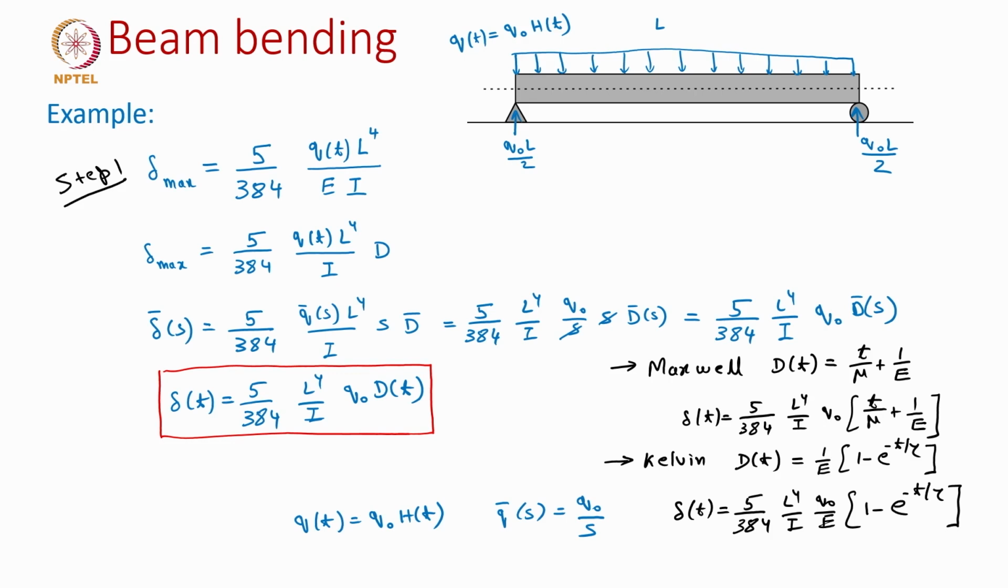Once we have this, then we simply went with the correspondence principle. We replaced both the variables and the elastic constants and finally did the inverse Laplace transform to get the solution in the time domain. And finally, we said since the solution has this D of t, depending on which mechanical model we choose, the final expression for the deflection will change. We have shown it only for Maxwell and Kelvin, but one can extend it to any other mechanical model or even simply experimental data.